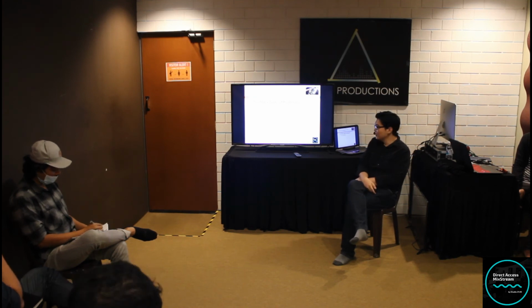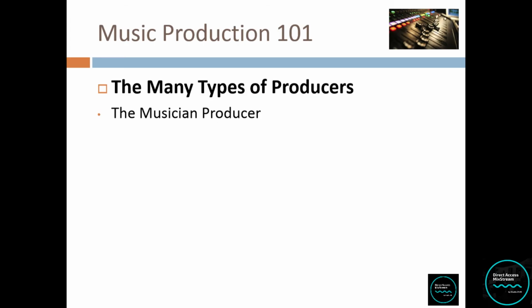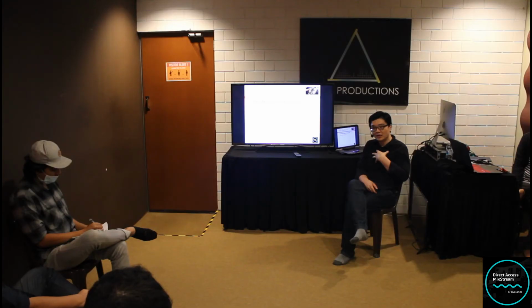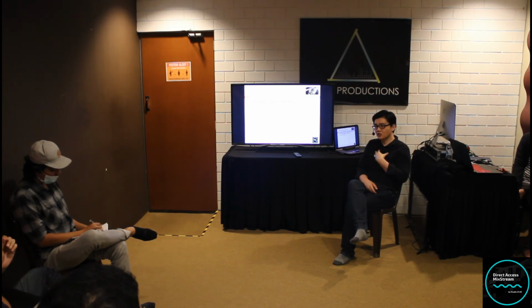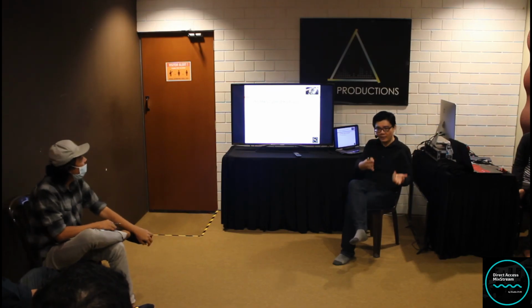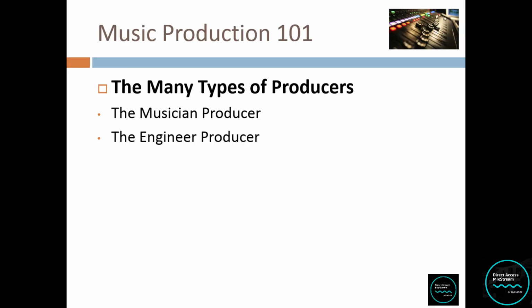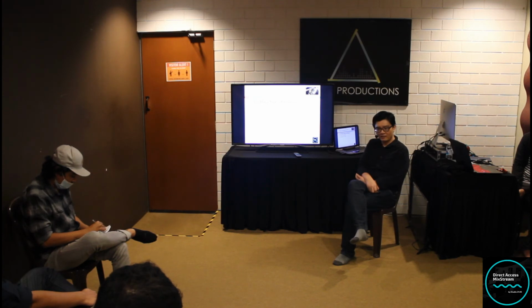So the first one, the musician producer. They're usually part of the band, they are a musician, they come from a very musical background. Musician producers are usually good because they understand how the band feels, and where the artist comes from. Then there's the second type, the engineer producer. These are the very technical, geeky types of producers. They love to be very hands on, and they come from a very technical point of view.